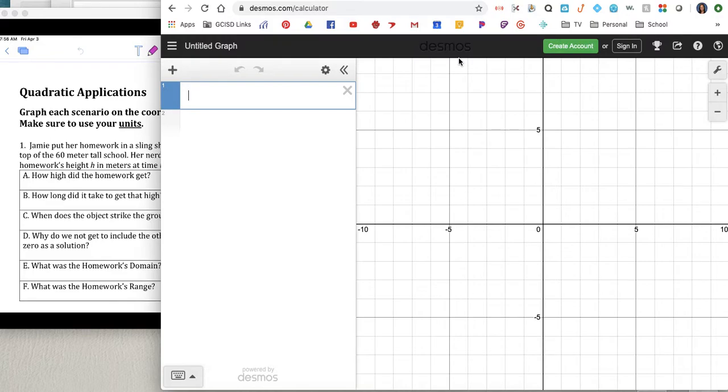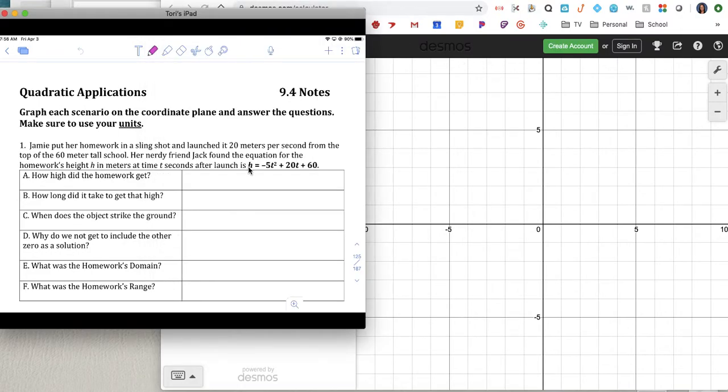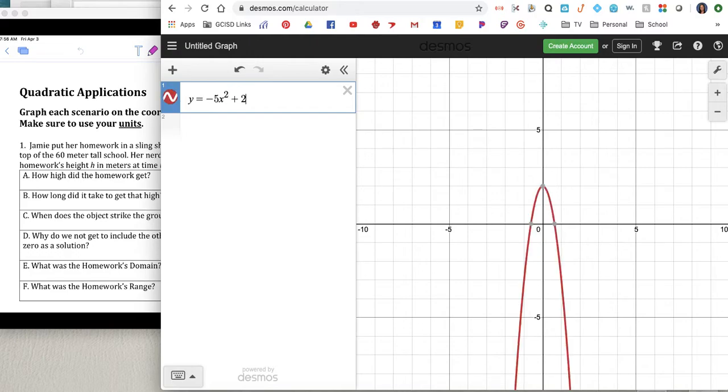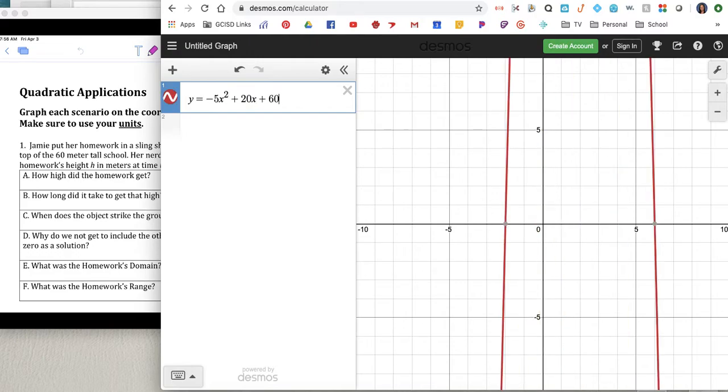Okay, so the first thing that we're going to need is we're going to need to type in our equation. So I'm going to type it in exactly like it is on the paper right here, except instead of an H, I'm going to put Y equals. And instead of a t, I'm going to put x. Okay, so our equation looks like y equals negative 5x squared, and then plus 20x plus 60. Now, you'll notice that I can't see most of it, and that's totally okay.